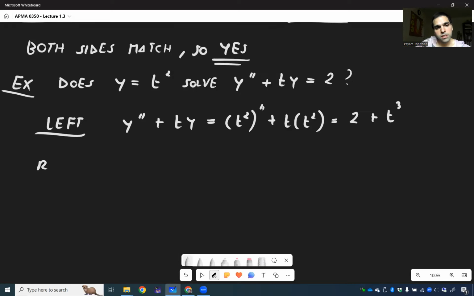But then the right-hand side, there's actually nothing to plug in because it's 2. And notice, sadly, those two things don't match. 2 plus t cubed is not 2. Don't match.